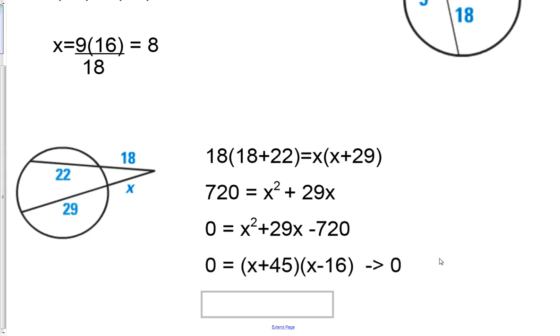So we get x plus 45, x minus 16. And we set each piece equal to 0. That's what that's reminding us. So x is minus 45 or 16. We can't be negative, so again, we cross off that negative answer. X is 16. If you plug it back in, it'll work.